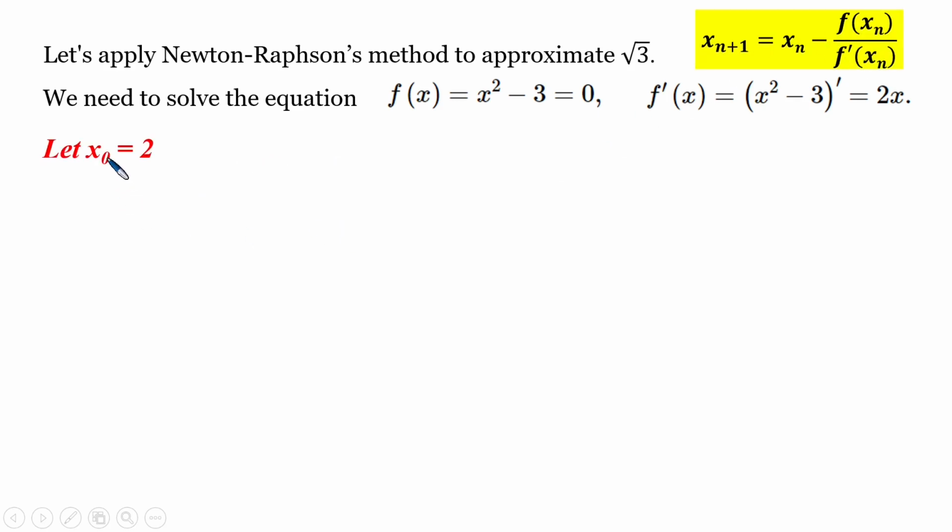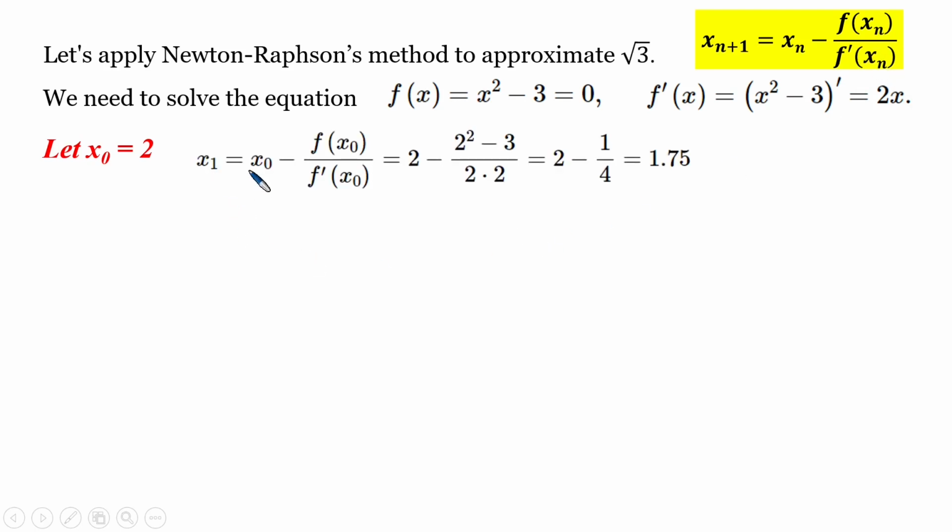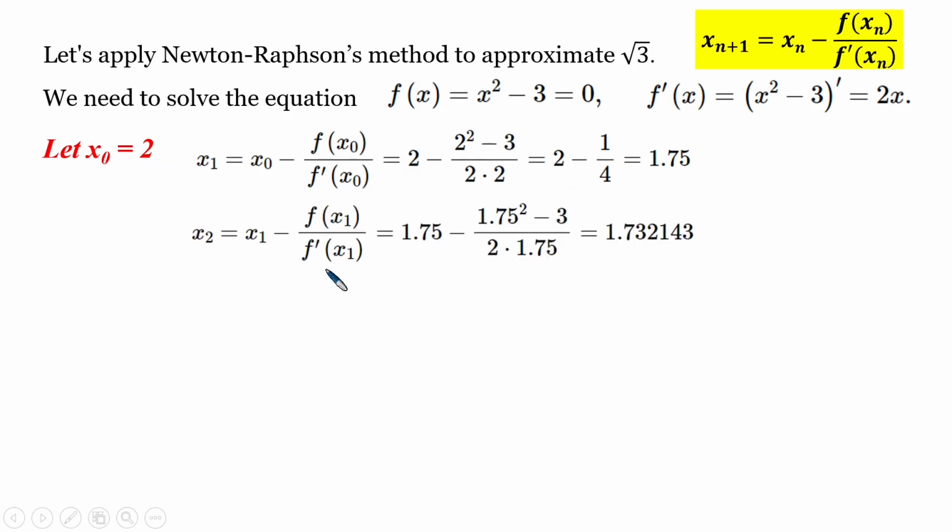And we now use this formula. Since I start with n equal to 0, I will get xn plus 1 as x1, which is x0 minus f of x0 by f prime of x0. I take x0 as 2, because the square root of 3 is somewhere between 1 and 2. I know because 2 square is 4, so it will be somewhat less than 2. So I start with 2, and f of x0 is 2 square minus 3, and f prime is 2 into x0, so 2 into 2. So I get 1.75. So I continue to x2.